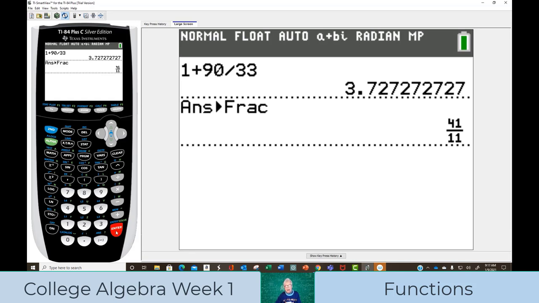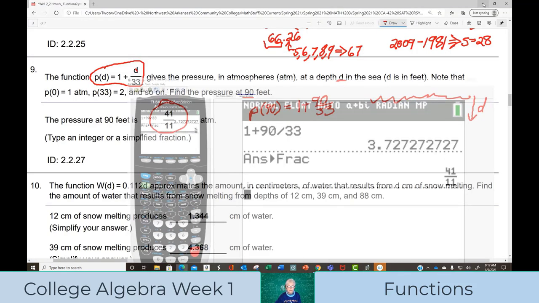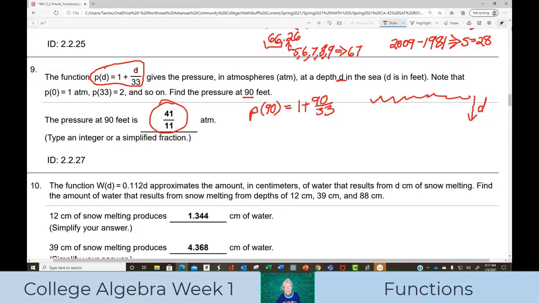It's an improper fraction, but it's still completely simplified. It's completely broken down to lowest terms. In algebra, we prefer fractions like this to mixed numbers. So remember that. 41 over 11. And that's how they get this answer.